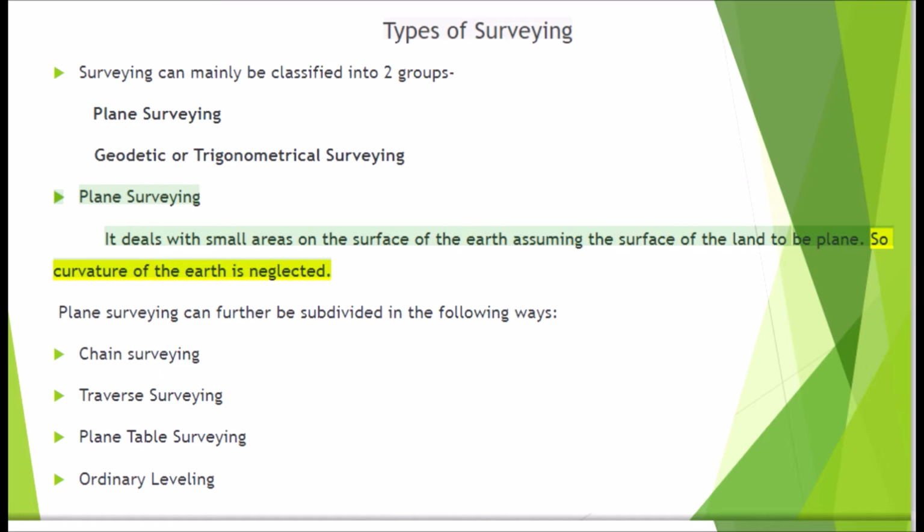Plane surveying deals with small areas on the surface of the earth, assuming the surface of the land to be plane, so curvature of the earth is neglected. Plane surveying can further be subdivided in the following ways: chain surveying, traverse surveying, plane table surveying, ordinary leveling.